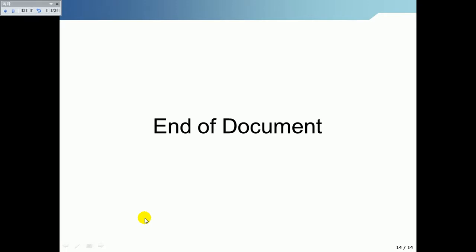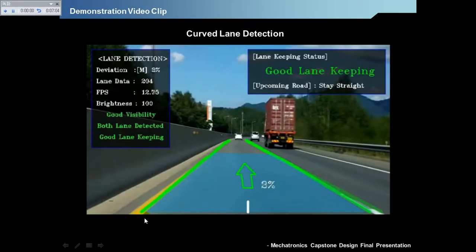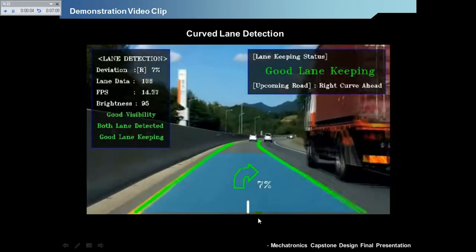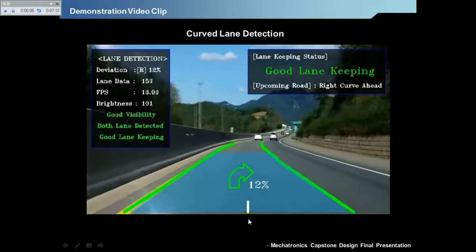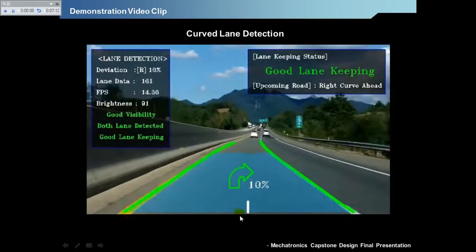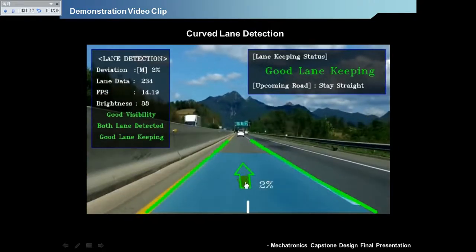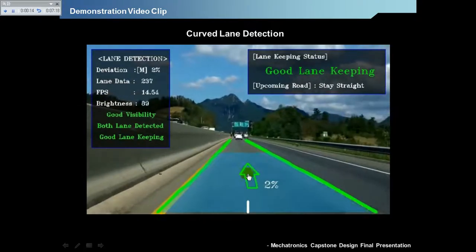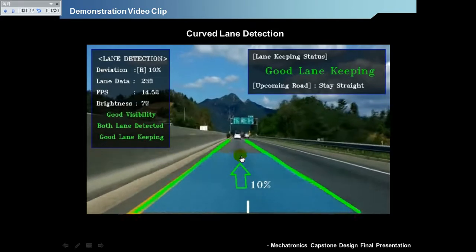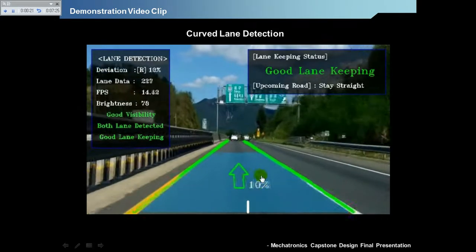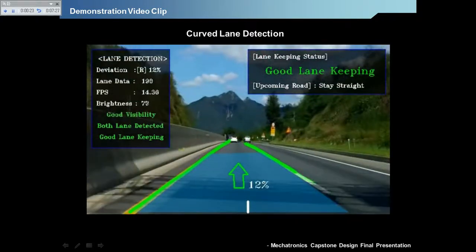This is the end of the presentation, and we have a short video clip of the experimental result. This white line shows the center of the vehicle. This arrow always stays in the middle of the road and indicates the upcoming curve. This number shows how much the vehicle is off the center.